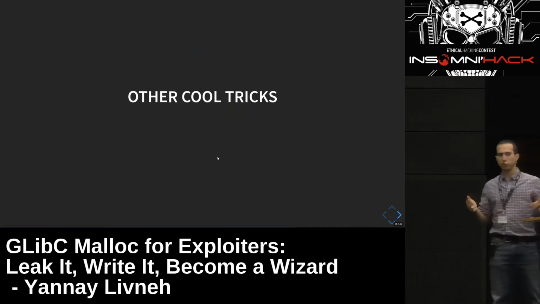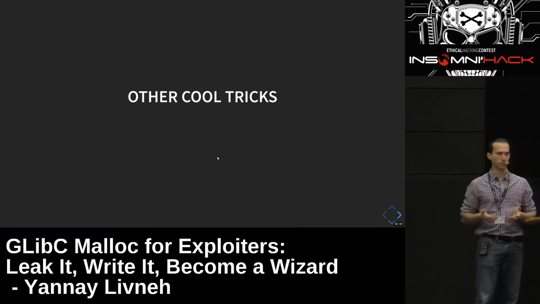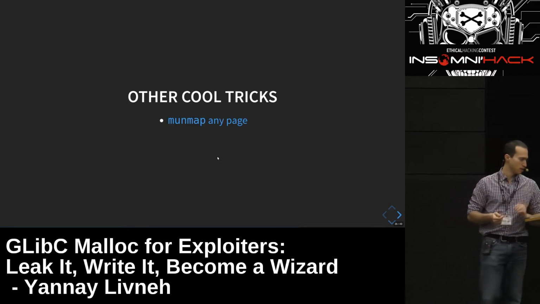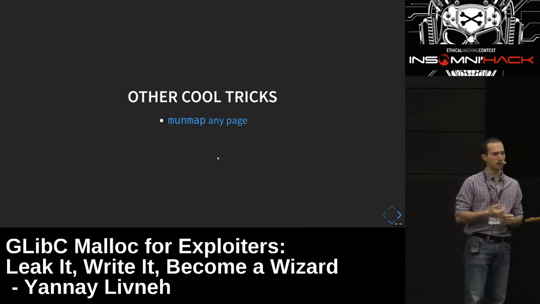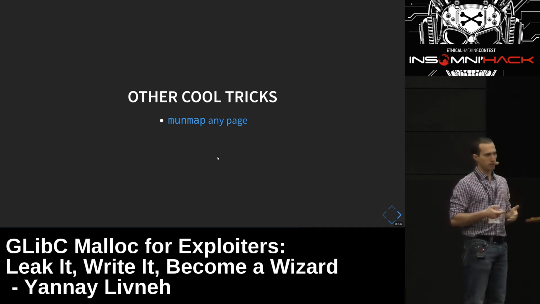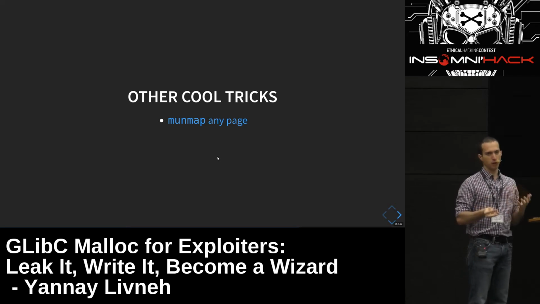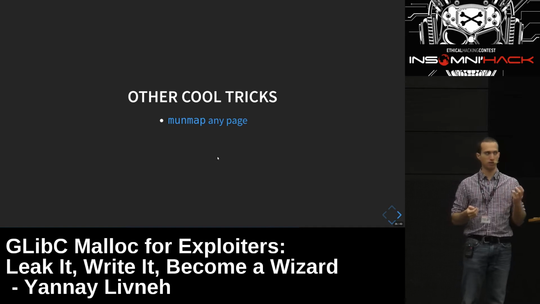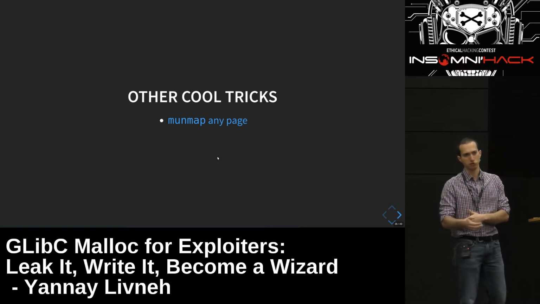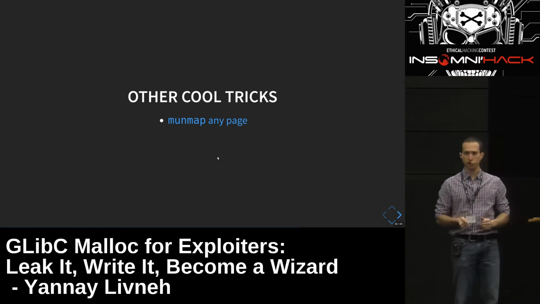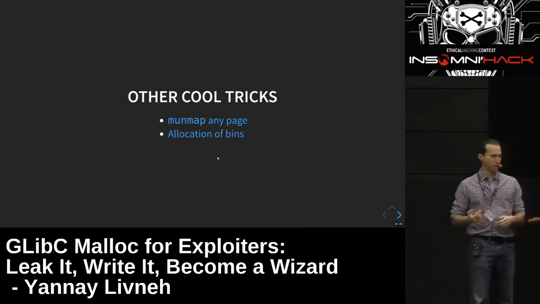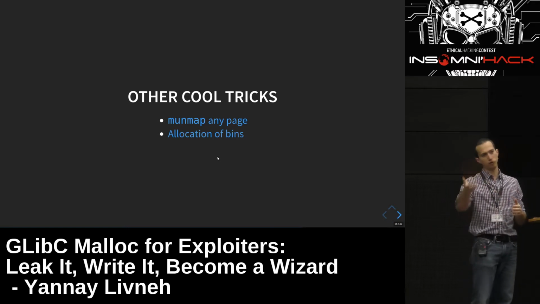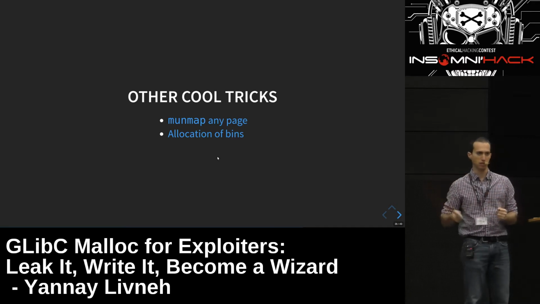There are other cool tricks that I cannot put in any category in my head, but I still remember them, and you should probably know about them. So there's the unmap any page, also from the series of posts on Tcache, which is basically an attack that lets you unmap pages, and it's really interesting to combine it with the stack, because an unmapped page in the stack that is hit is actually immediately mapped by the system and zeroed out. So you can zero pages on the stack, which is nice. And also there's the allocation of the bins, where you can actually allocate over the heads of the lists in the bins in the main arena.